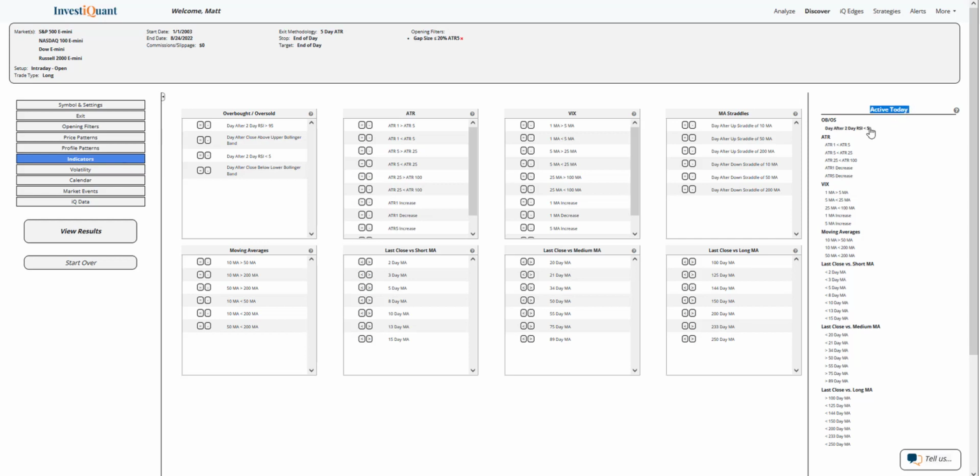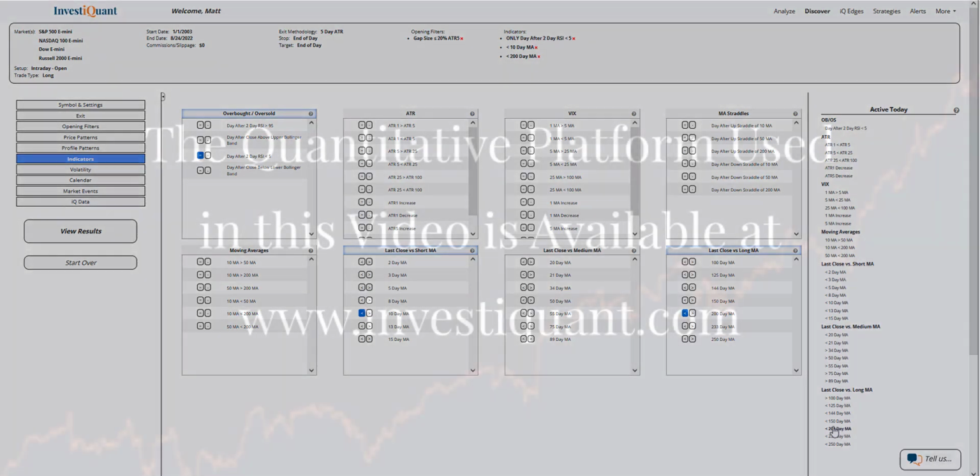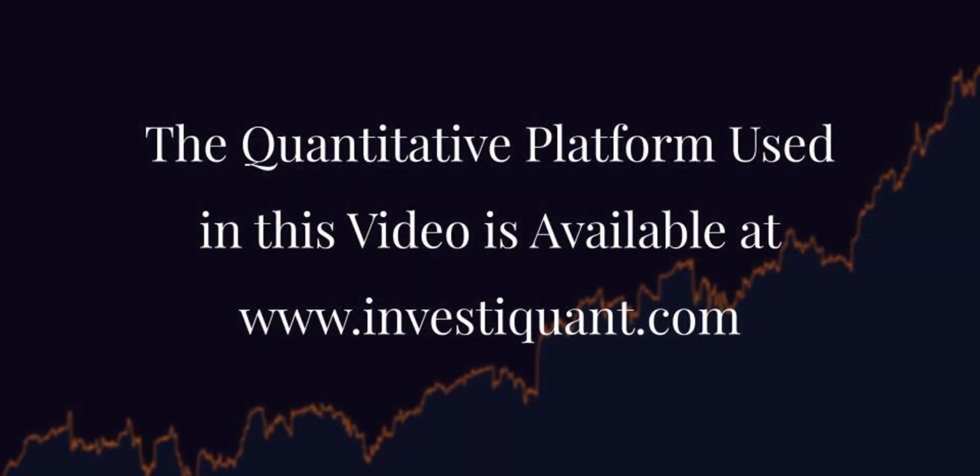So the first one I'm going to grab is this top option here, day after 2-day RSI below 5. So that's an oversold reading. The next thing I'm going to do is grab below a 10-day simple moving average and below a 200-day simple moving average. Then click View Results. All right, here we go.